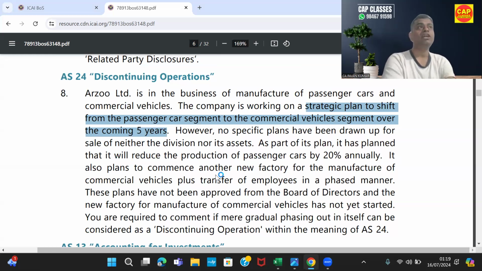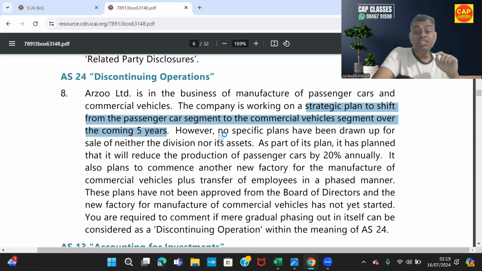So the student says, sir, now they have two divisions. One is the passenger car segment, the second is the commercial vehicle segment. Over a period of 5 years, they are reducing passenger cars and increasing commercial vehicles. So one vertical is discontinued. Correct?